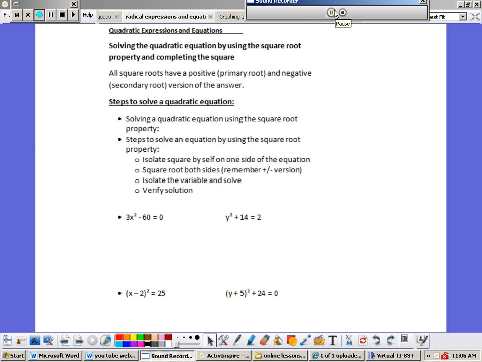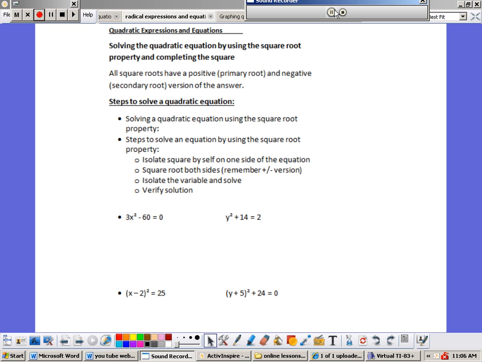Okay, today we're going to talk about quadratic expressions and equations. A quadratic is an equation with a squared in it, and its shape is a parabola. So solving the quadratic equation, we're going to be using the square root property, completing the square, the quadratic formula, and substitution of u when it gets over a quadratic.